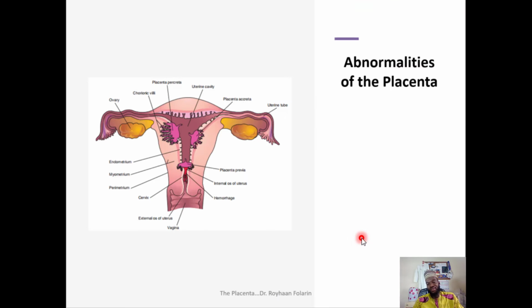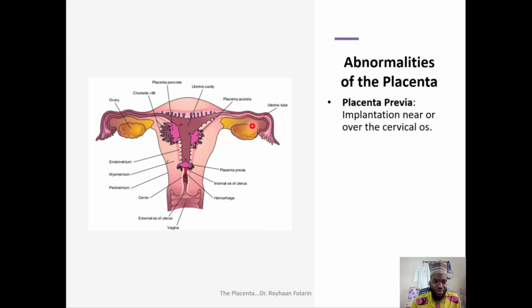As we round up, we'll just mention a number of abnormalities that could occur to the placenta, and these are shown here. There is something called placenta previa, which is where the implantation happens near or over the cervical os. Placenta abnormalities are quite significant causes of complications in pregnancy, and prompt diagnosis and management are quite critical to mitigate risk. So this is placenta previa, one of those abnormalities that could occur.